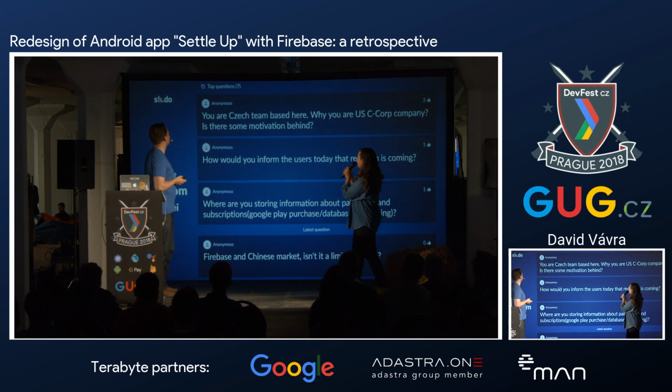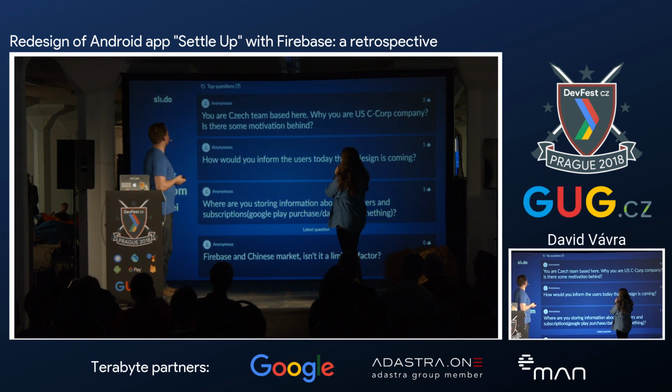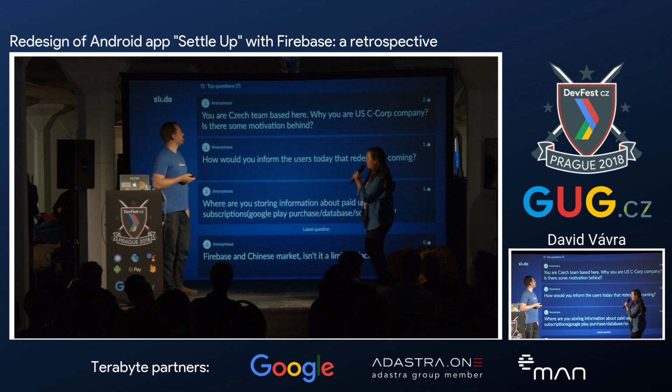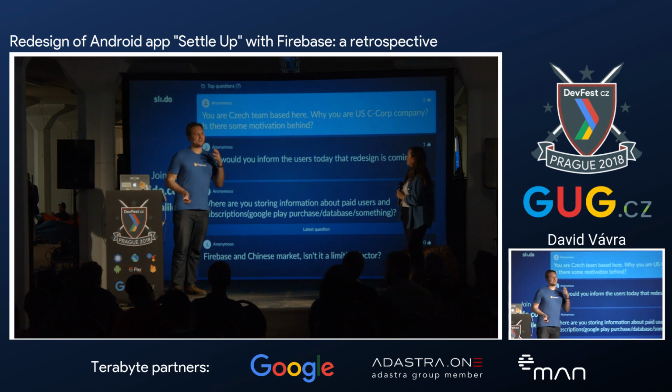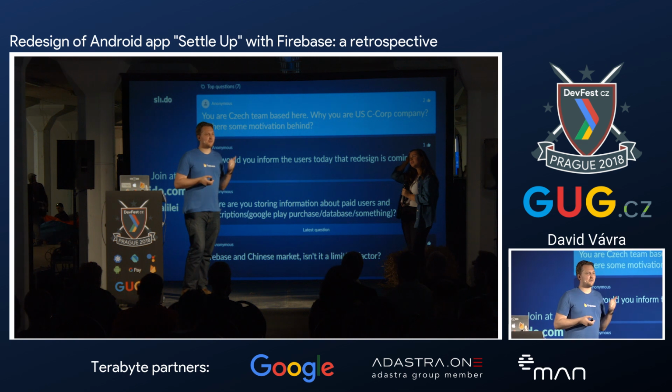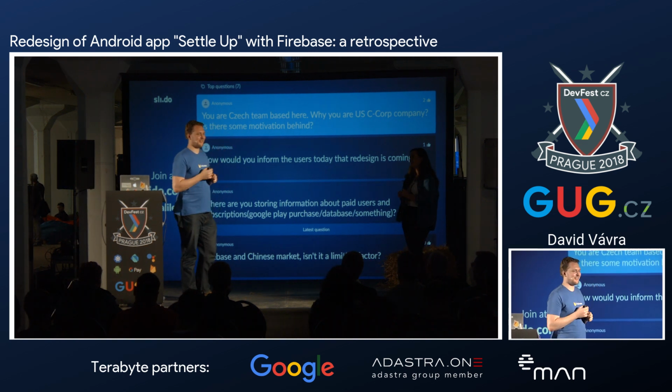Yeah, and you told us a lot about what you would do differently. Okay, so you're a Czech team based here. Why are you a US C Corp company? Is there motivation behind it? Okay, so there are five different reasons. I would have to go more in depth. I wrote a blog post about it. Please read it on my Medium.